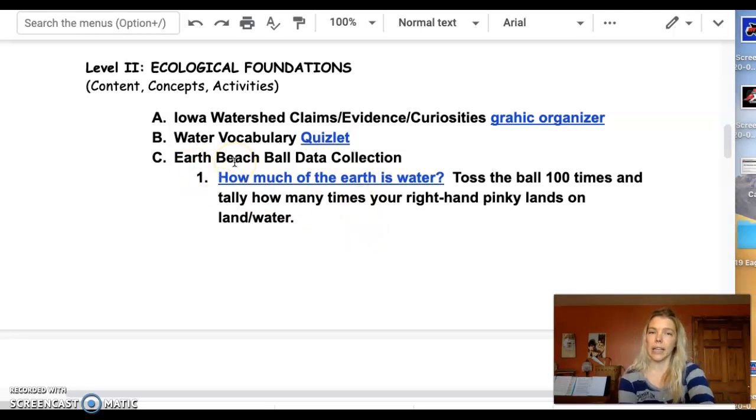The Earth Beach Ball data collection I thought was a really great activity.